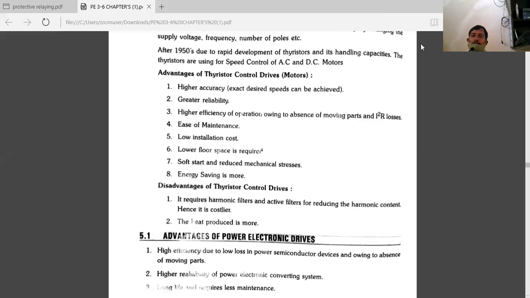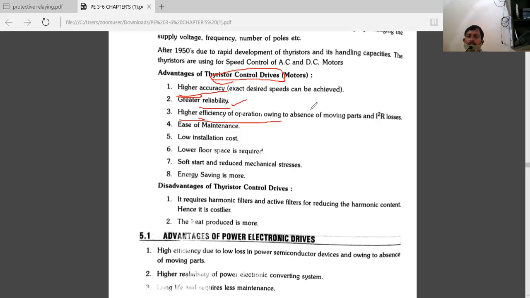So what are the advantages of thyristor controlled drives? That is, if we control the motors by using thyristors, what are the advantages? The first one is higher accuracy. By giving the firing angle at a desired level, 180 degree variations are available, so that we can achieve accurate speed by using the thyristors. And greater reliability, because various options will be there; in various locations we can turn it on. And higher efficiency.